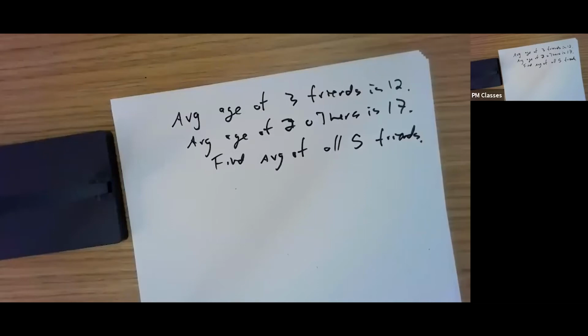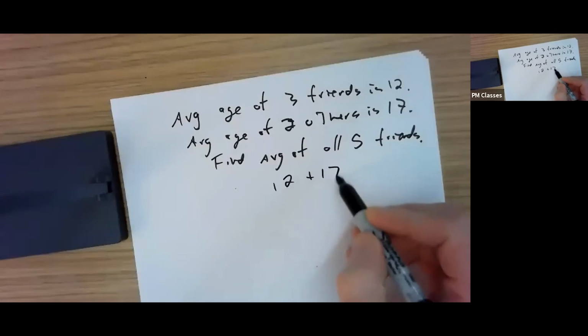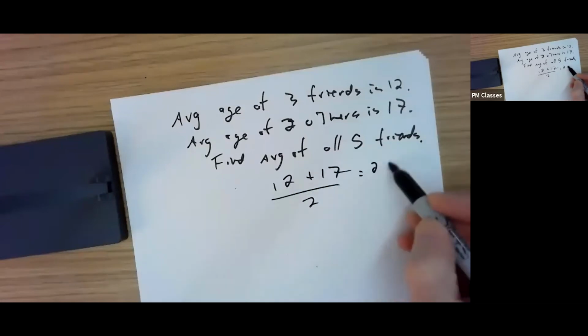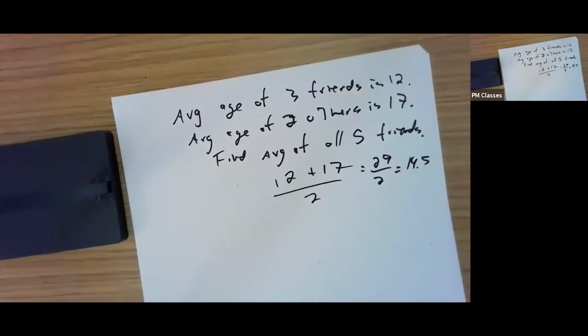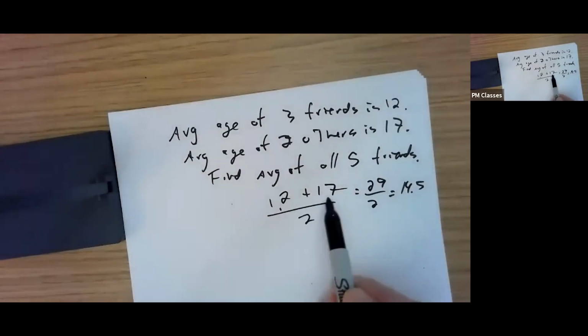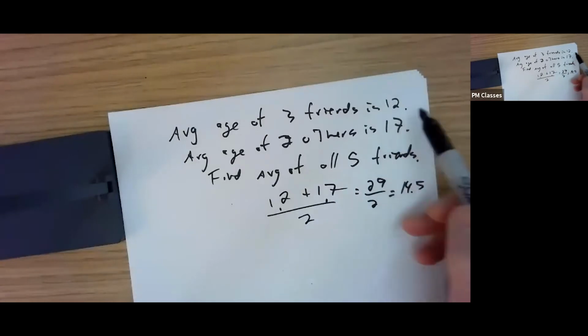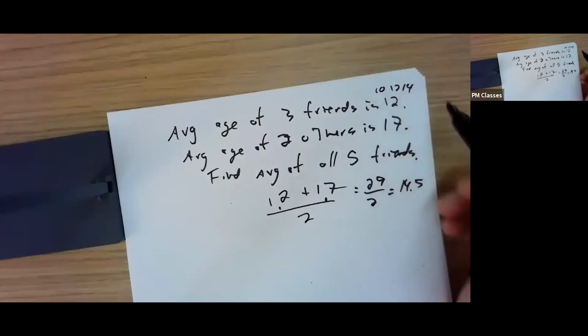What sometimes people do, and some of you might have done this, is simply take 12 plus 17, get 29, and divide that by 2 and get 14.5. And that is not technically right because there's not an equal number of 12-year-olds and 17-year-olds. And technically, we don't actually know that they're all 12. It could have been 10, 12, and 14, which would have an average of 12.